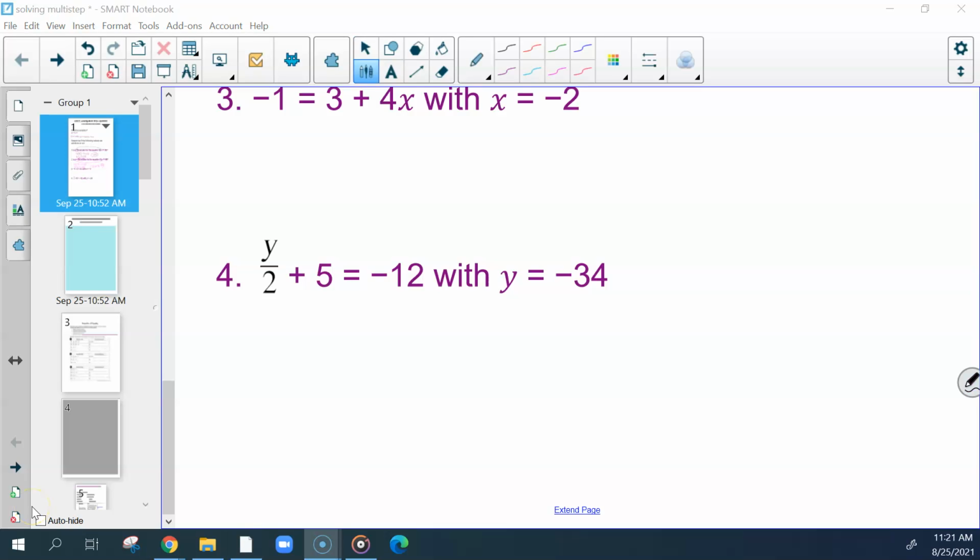Let me get your attention back up here. For number 3, did we figure out whether this was the solution or not? It was not. What was the end result of that? Negative 1 equals negative 5, which is not a true statement. Did anyone get something different? Or does anyone want to see this one worked through?